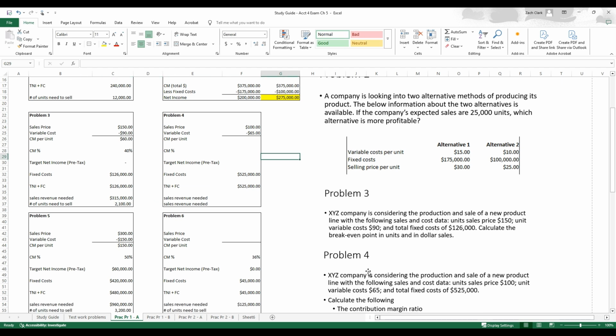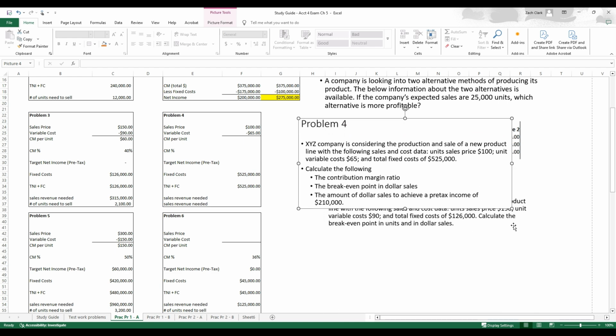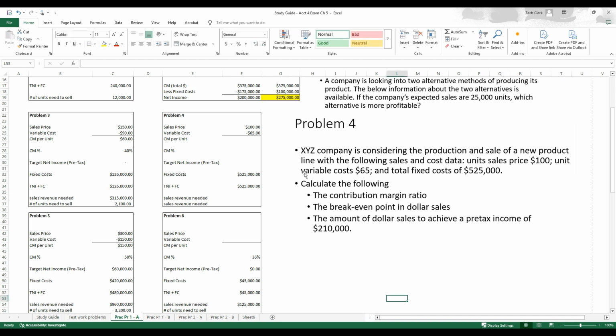Okay, let's take a look at problem 4. I'm going to scoot some of these up here so we can see it. Problem 4 says XYZ company is considering sales, production, etc. We've got a sales price per unit, variable cost per unit, and total fixed costs. We need to figure out the contribution margin ratio, the break-even point, and then if we want to get a pre-tax income of $210,000, how much would we need to sell in dollars?